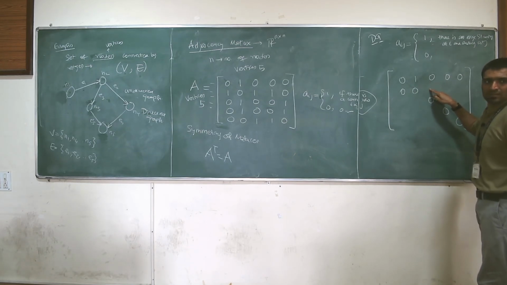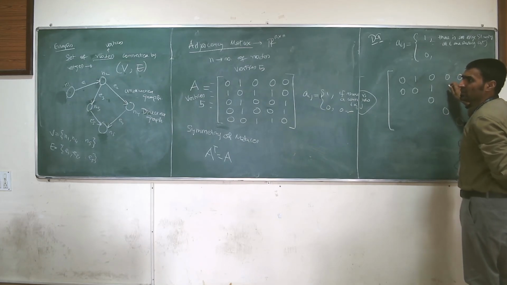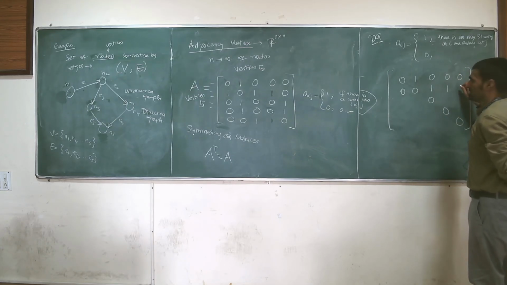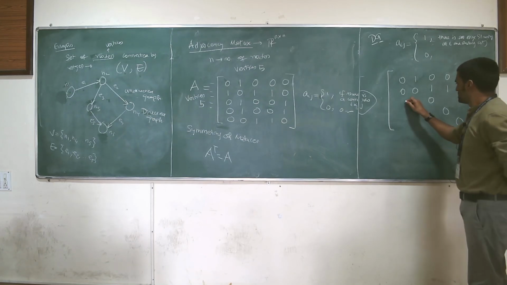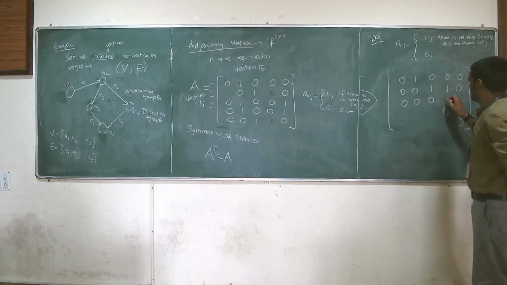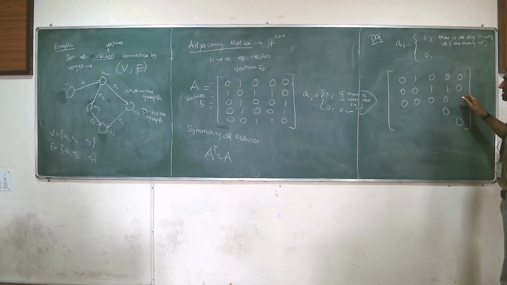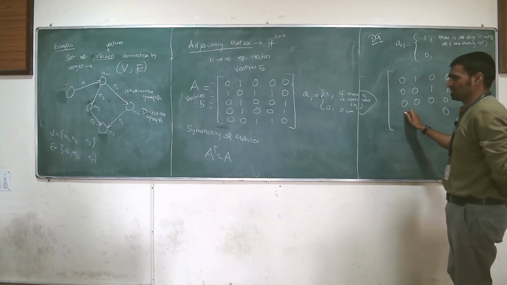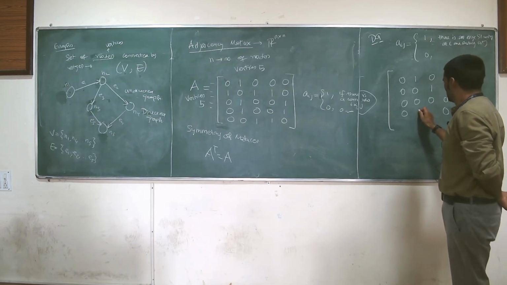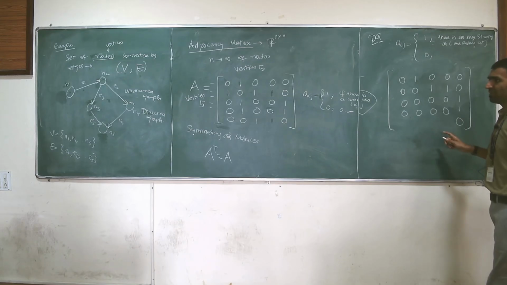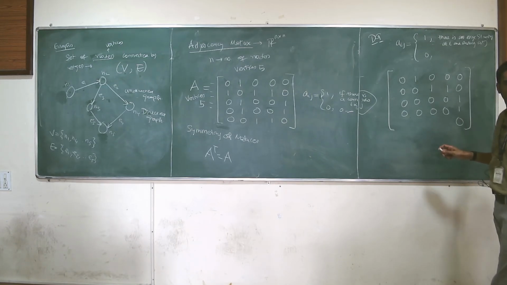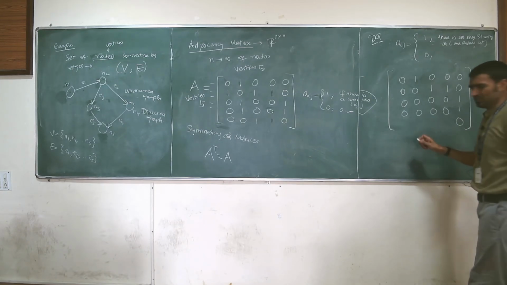A2,3. Is it 1? Yeah, okay. And then A2,4. 1, 0. Is it 1? 3 to 5. Okay. 4, 0. And 5. All zeros, is it?